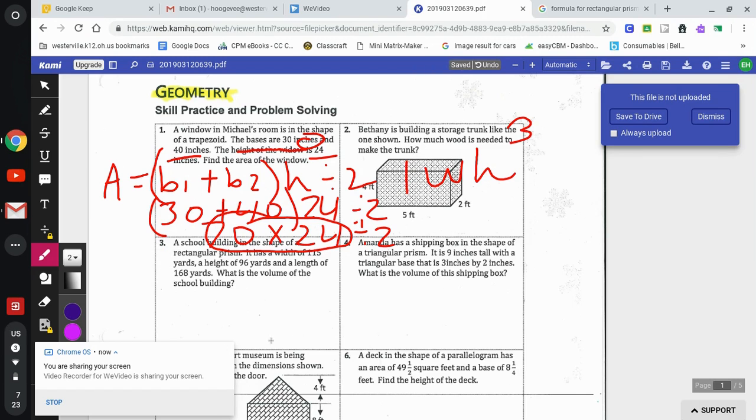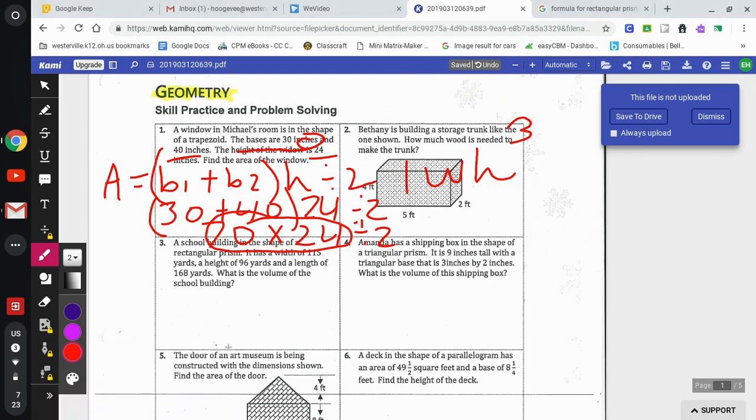Question 3 here, we have a school building. Same thing, it's a rectangular prism, but it's only telling you the width is 115, the height and the length. So again, plug those in, length times width times height.